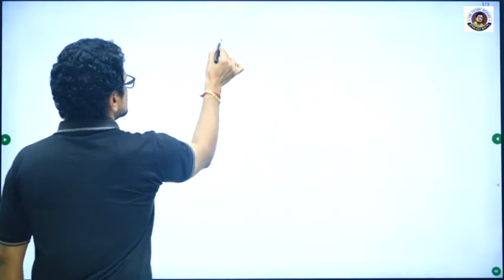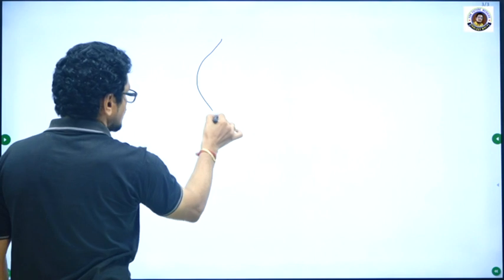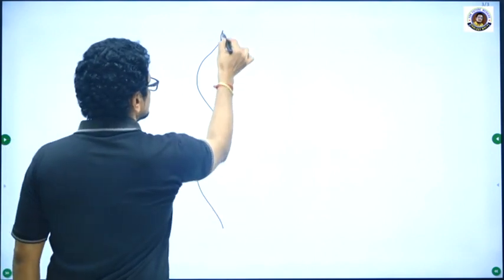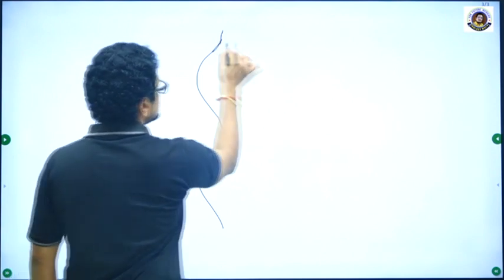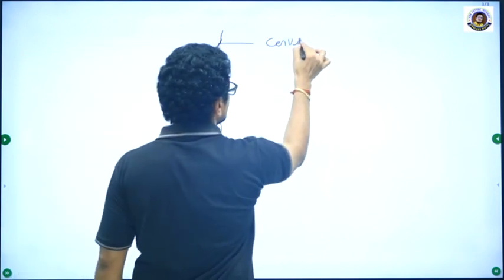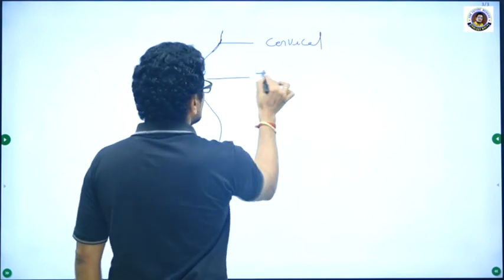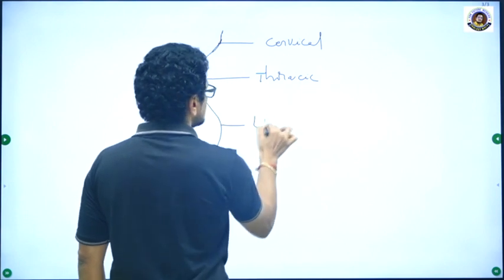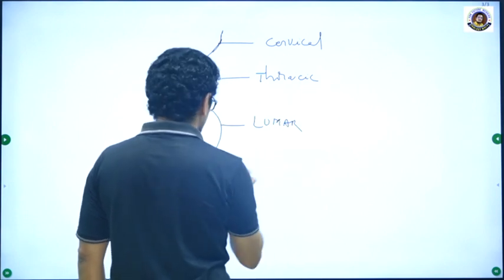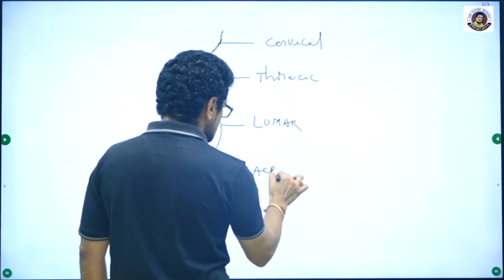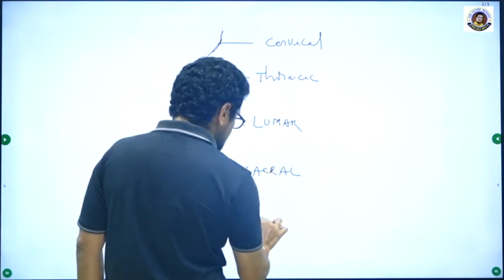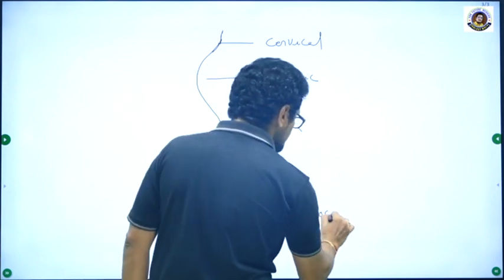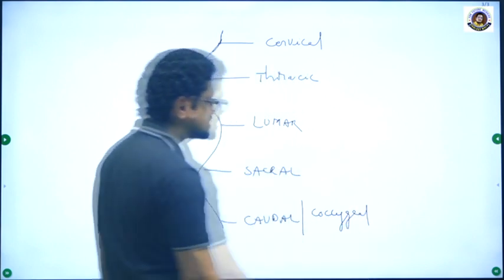Okay, now say this is cervical, thoracic, lumbar, sacral, caudal. This is the region, the portion: this is cervical, C-E-R-V-I-C-A-L, and this is thoracic, T-H-O-R-A-C-I-C, and this one is lumbar, and this one is sacral, followed by caudal, C-A-U-D-A-L, caudal, which is also called coccygeal region.